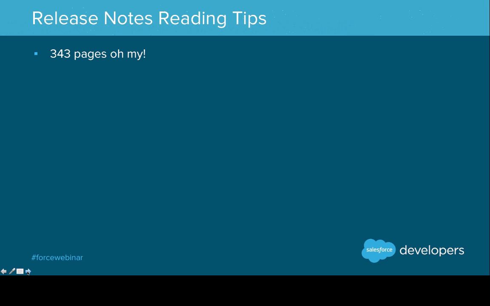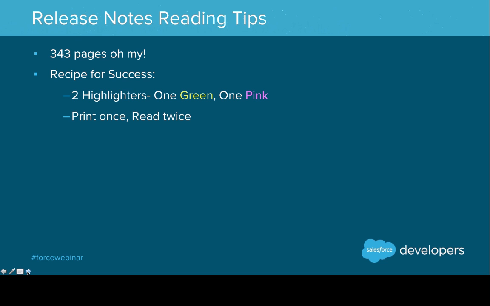So here are the tips that Andy gave on how to get through all of those pages. First one is you need 2 highlighters, one green and one pink. I'd say a red highlighter, but it usually just looks pink. Then we're going to print the release notes once, but we're going to read them twice. So why are we going to do that? The first thing is we're going to learn how to click so it advances the slide. There we go.